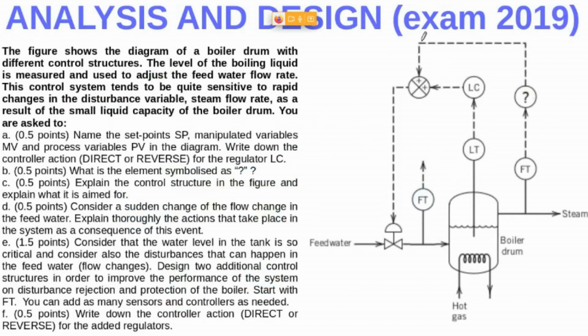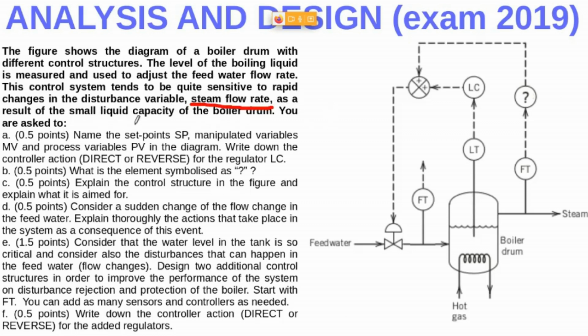This exercise was stated in the 2019 exam. The figure shows the diagram of a boiler. Can you see here a boiler drum with different control structures? The level of the boiling liquid is measured and used to adjust the feed water flow rate. This control system tends to be quite sensitive to rapid changes in the disturbance variable, the steam flow rate. This is the disturbing variable, right?